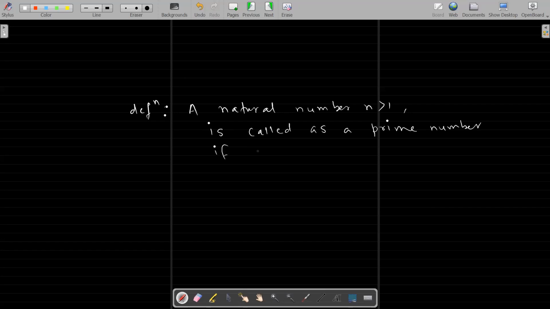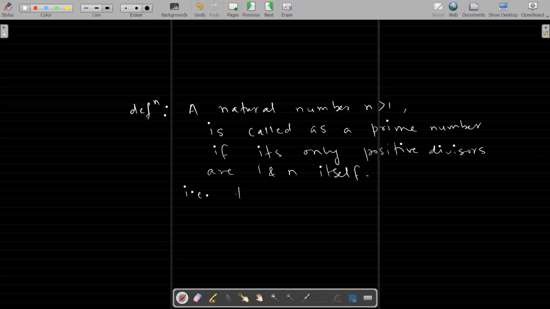if its only positive divisors are 1 and the number itself, 1 and n itself. It doesn't have any more factors or divisors. Which means they have exactly 2 divisors. In other words, they have exactly 2 divisors.